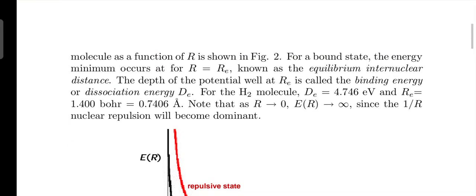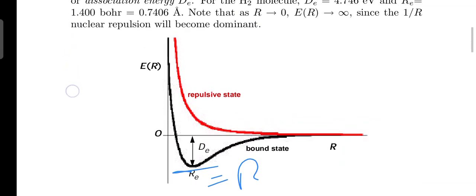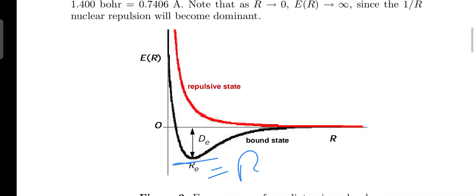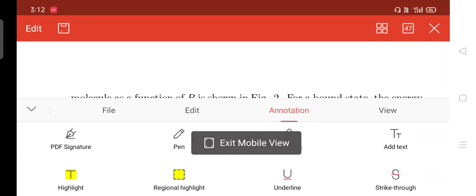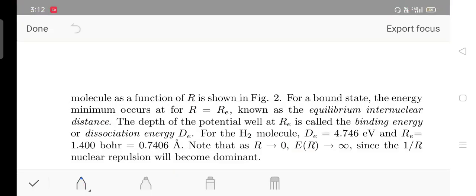The depth of the potential well at Re is called the binding energy or the dissociation energy. For the H2 molecule, the dissociation energy is equal to 4.746 electron volts and Re is equal to 1.4 Bohr, where Bohr is equal to 0.7406 angstroms. Note how we got this curve. Let me explain.